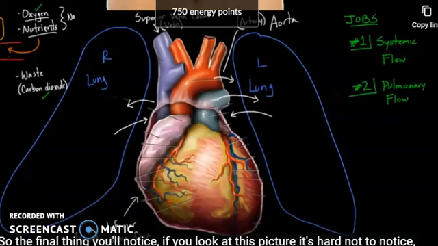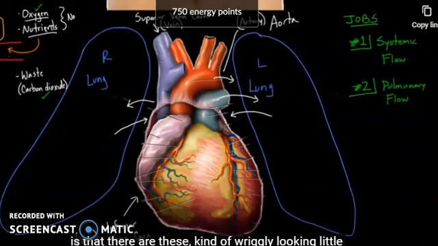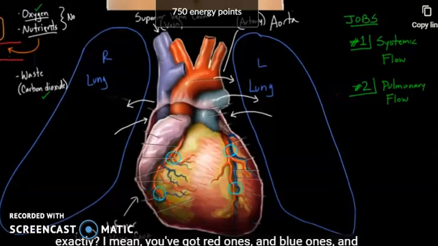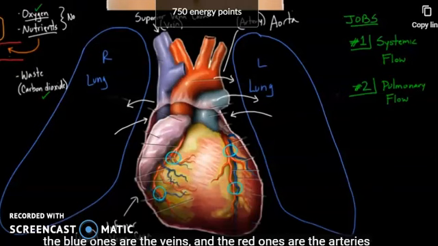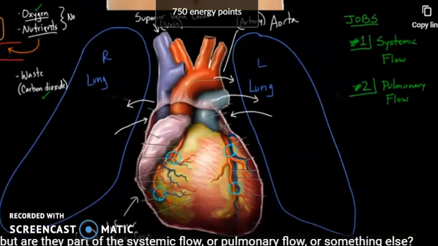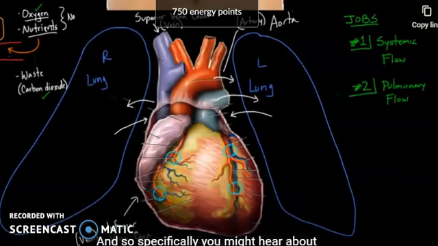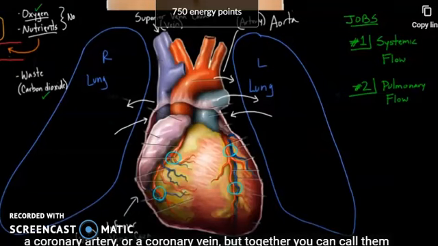So finally, we will notice these wrinkled looking blood vessels all over the heart, and what are they exactly? You have the red ones, blue ones. They are all responsible for this systematic flow or pulmonary flow. All put together, we call it the coronary artery or the coronary vessels.